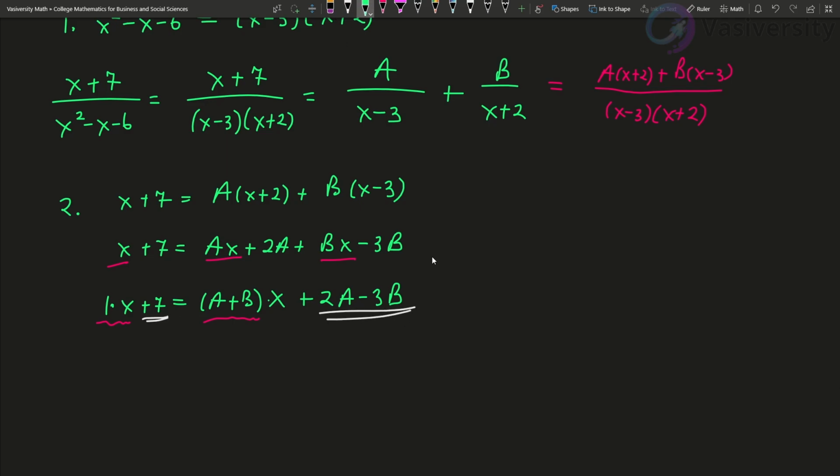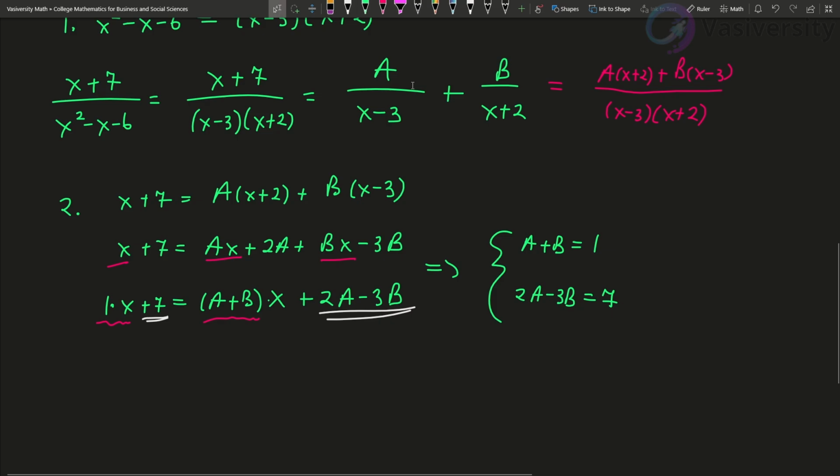So we actually have a system of two equations. For the x terms, a plus b must be equal to 1. So when we add a and b, it must add up to 1. And 2a minus 3b must add up to 7. All right, perfect. So now we have to go ahead and solve this system.